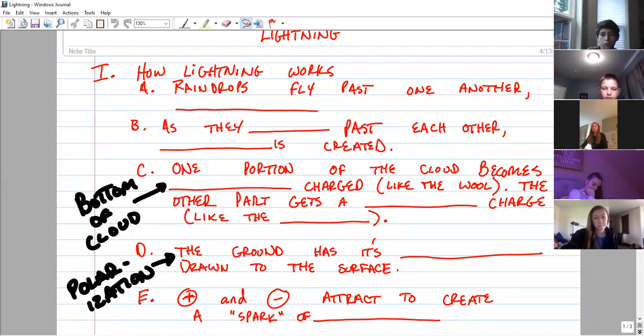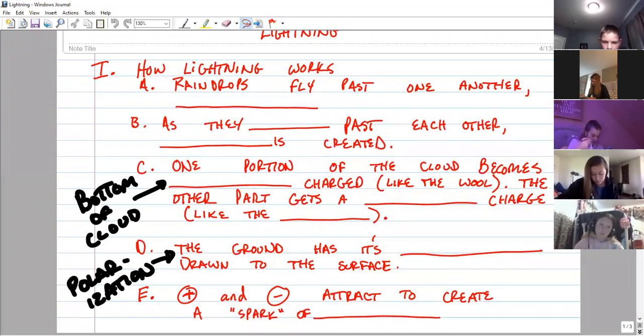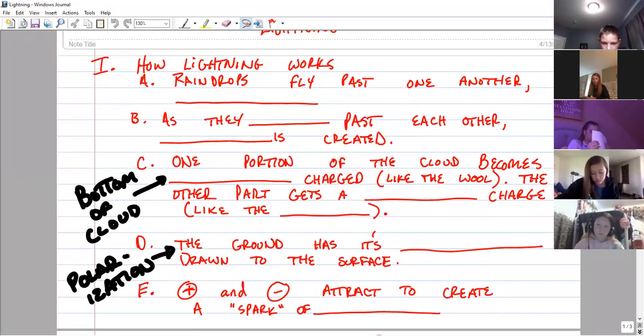I'm on letter E. What would we see in nature? Lightning. You would see a spark, and that's your bolt of lightning. And sometimes it's really dramatic and dangerous, and sometimes it's within the cloud itself and really quick and not as dangerous.